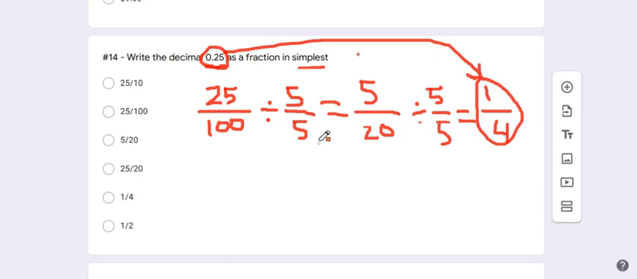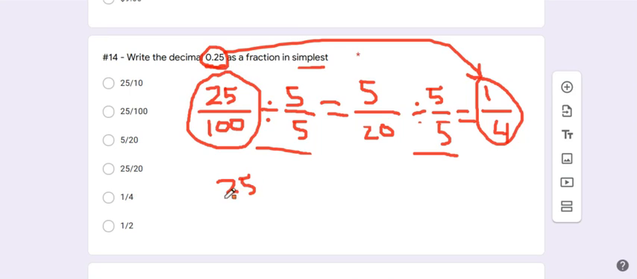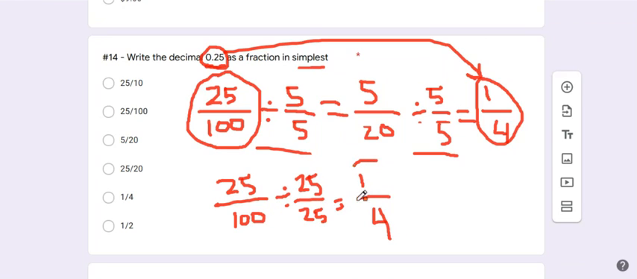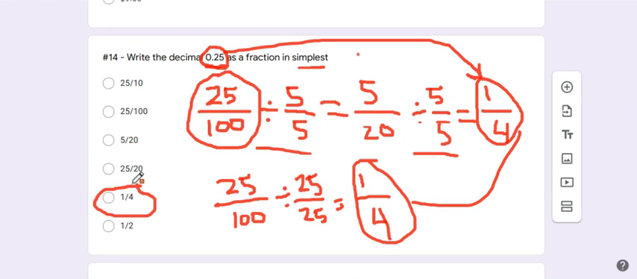So as you can see here, I basically divided by 5 twice. I divided by 5 here and here. Now you may be saying I could start from 25 hundredths and just divide by 25 right away, and you would be correct, right? Because 25 and 100 both have a common factor of 25. If I divide the top by 25 and the bottom by 25, guess what I get? 25 divided by 25 is 1. 100 divided by 25 is 4. So I get the same answer as you can see. So I'm looking in this list: 25 hundredths as a fraction in simplest form is 1/4.